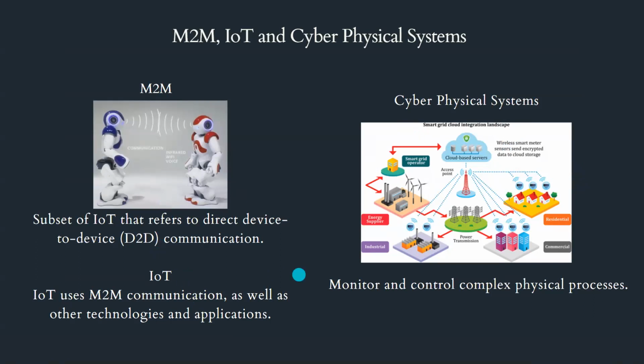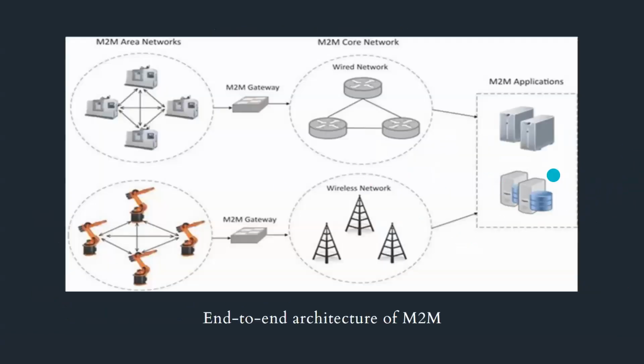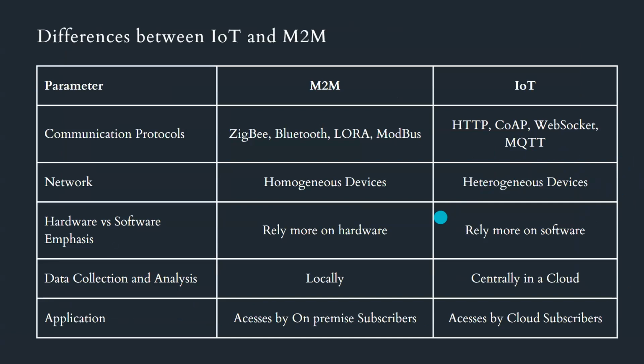So these are improvements that can happen on IoT networks. So M2M can be extended into IoT, and IoT can be extended into cyber physical systems. So when we talk about the differences between IoT and M2M, we can see that differences are observed in the communication protocols.